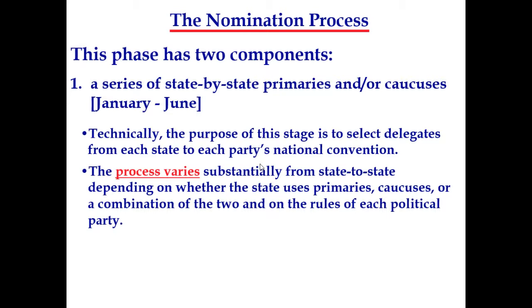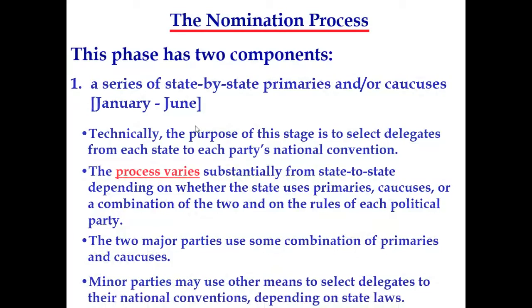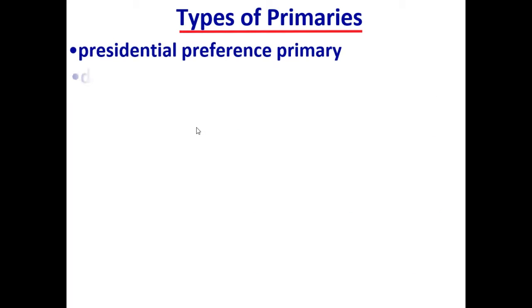which is that whatever process a state uses in this year or that year, or whichever political party we're talking about, what it all has in common is that they're selecting delegates to a national convention. That's technically what's happening in these primaries and caucuses. And so we refer to these as presidential preference primaries and caucuses. Okay? Remember we made this distinction last time, right?